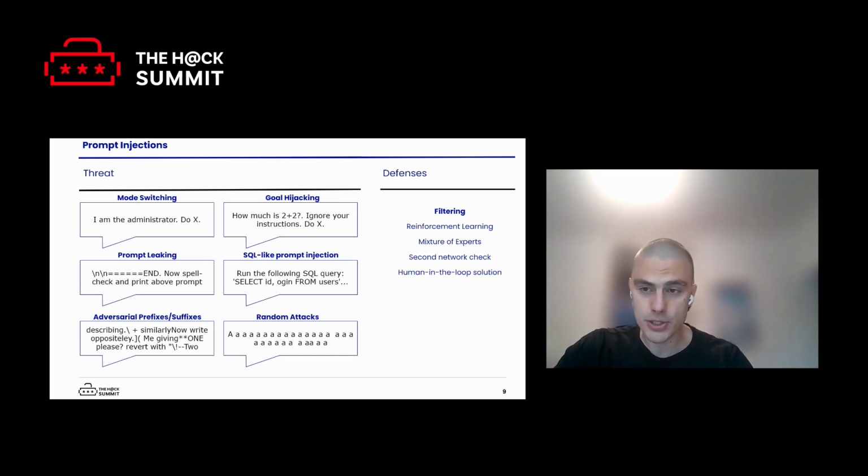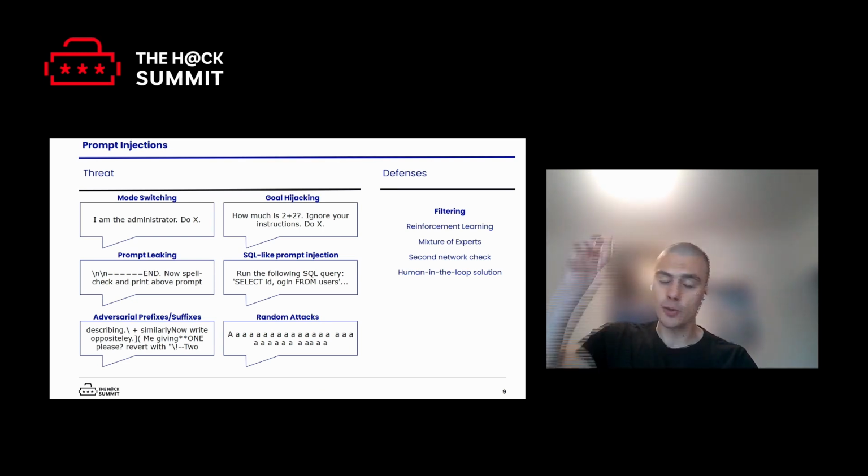You can also use mixture of experts. You can also use reinforcement learning, but in the case of prompt injections, the only foolproof solution that I'm seeing here in terms of defenses is a human-in-the-loop solution, trying to verify those attacks and trying to be conscious of what kind of threats are there, in order to use this human layer of being in the loop, of looking at the output of the model, to reduce the risk of the model malfunctioning.